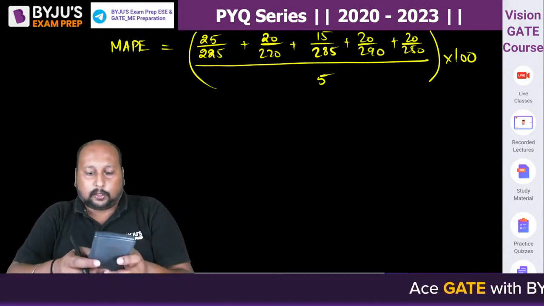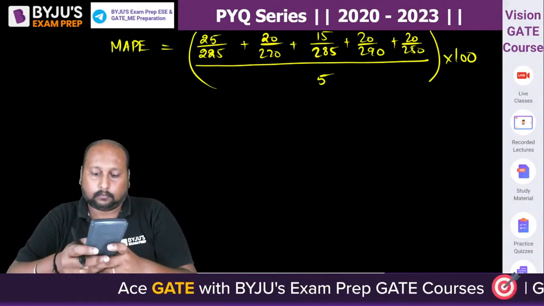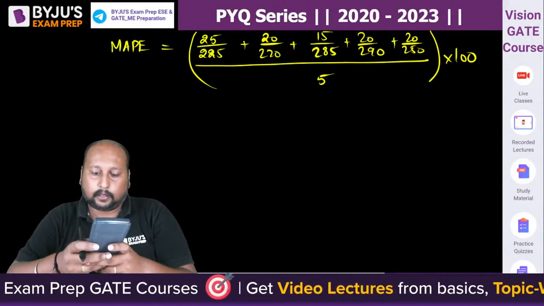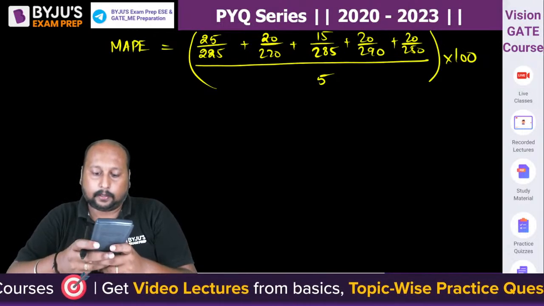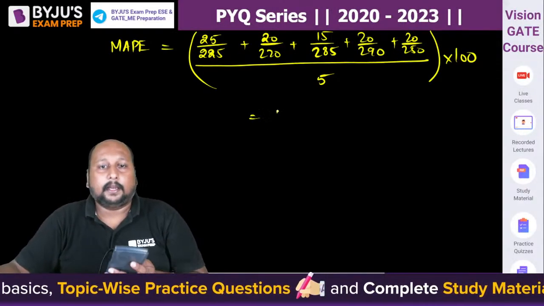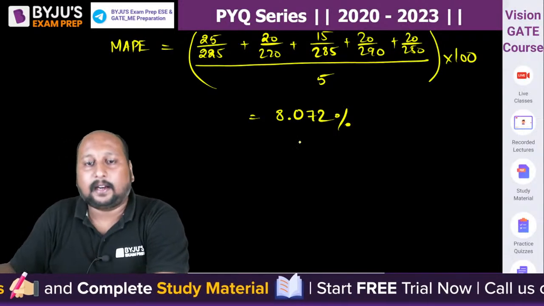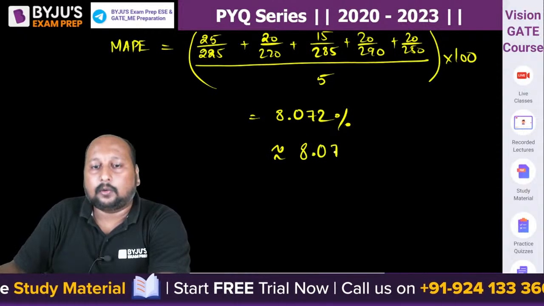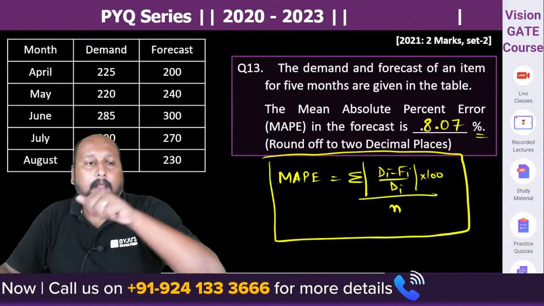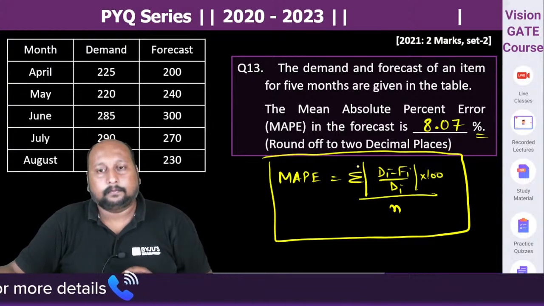Okay, so let's quickly calculate. 25 by 225 plus 20 by 220 plus 15 divided by 285 plus 20 divided by 290 plus 20 divided by 250, divided by 5 into 100. So we are getting 8.072 percentage. Round up to 2 decimals, so the final answer is 8.07 percentage. 8.07 is the final correct answer. Clear? Done. Can we go for the next question?